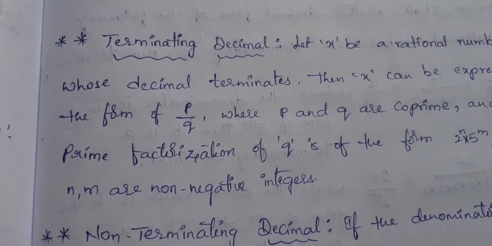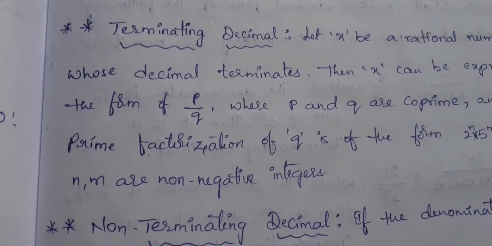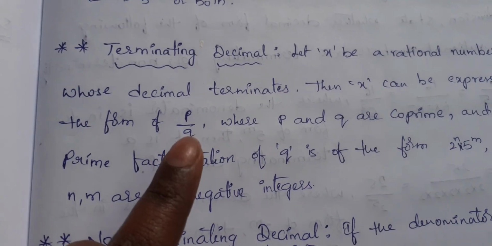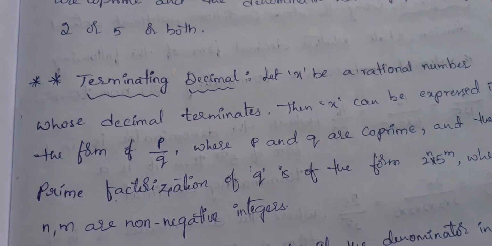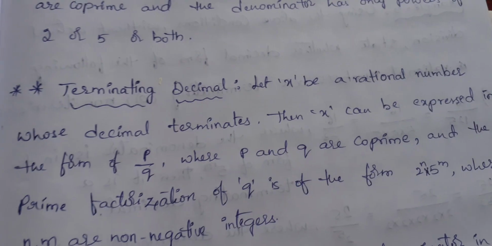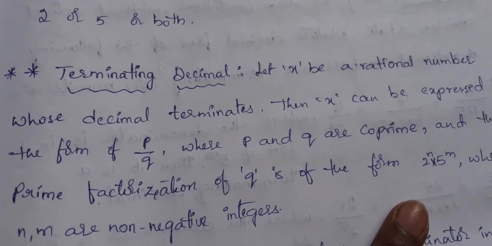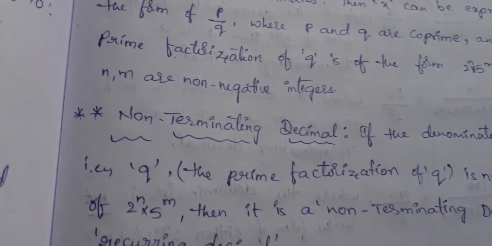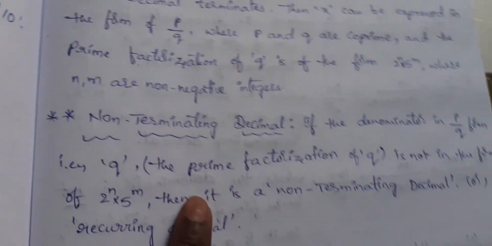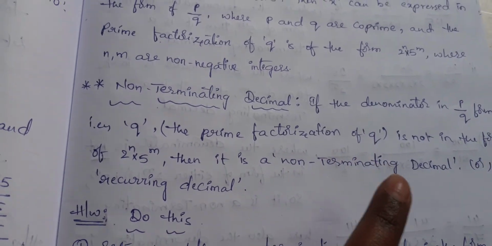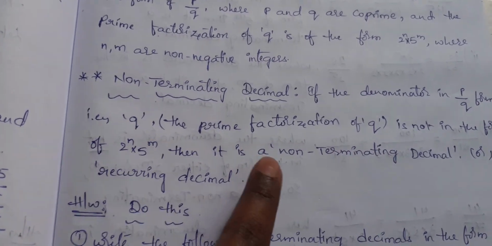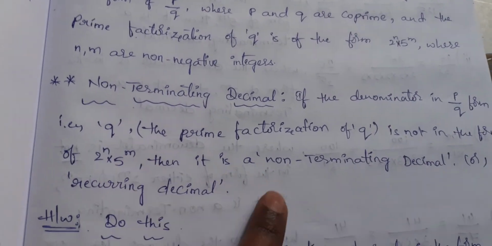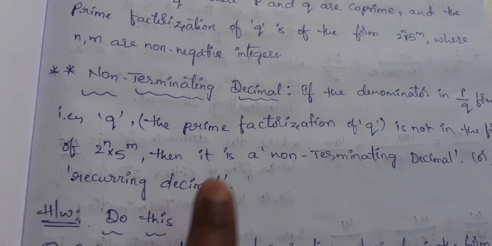Okay, if you want to decide whether the given rational value is a terminating decimal, the factorization of the denominator q must be either 2 power n or 5 power m, or both 2 power n and 5 power m. If not, then it becomes a non-terminating decimal. See here, if the denominator q in p by q form does not have a prime factorization of the form 2 power n or 5 power m, then it is a non-terminating repeating decimal.